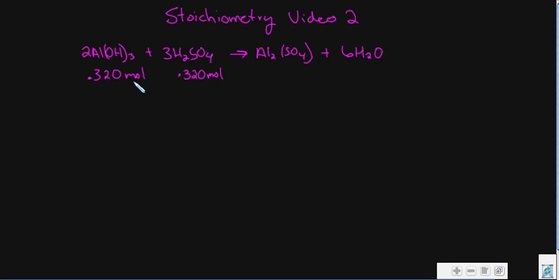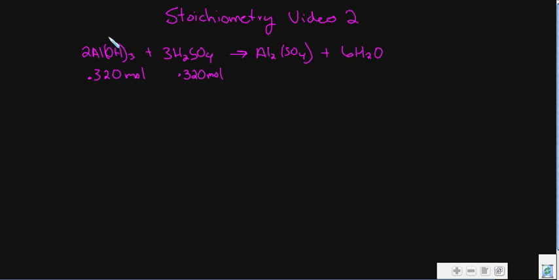What I've done is I've said, okay, I put in 0.320 moles of each of the reactants. So we have two reactants, aluminum hydroxide and sulfuric acid. So we put in 0.32 moles of each of those. And so the question becomes, how many moles of the product are we going to form?